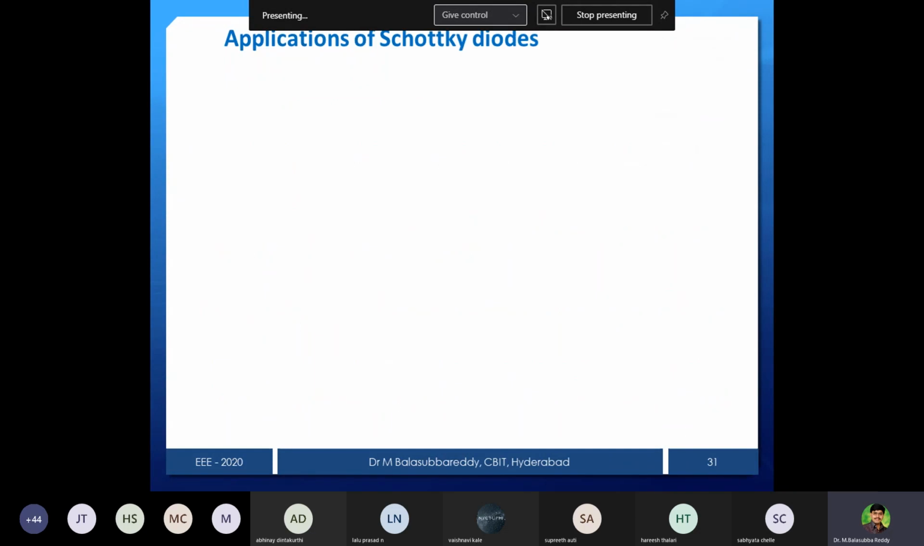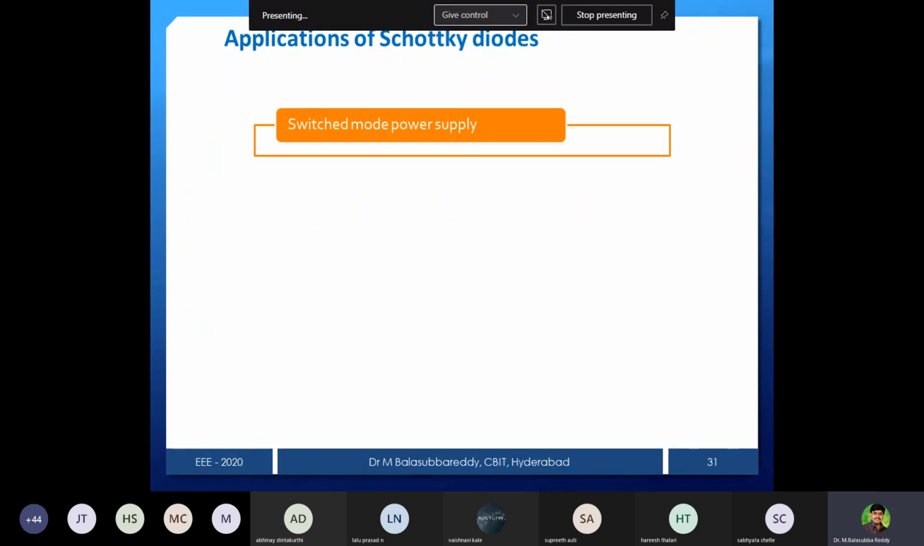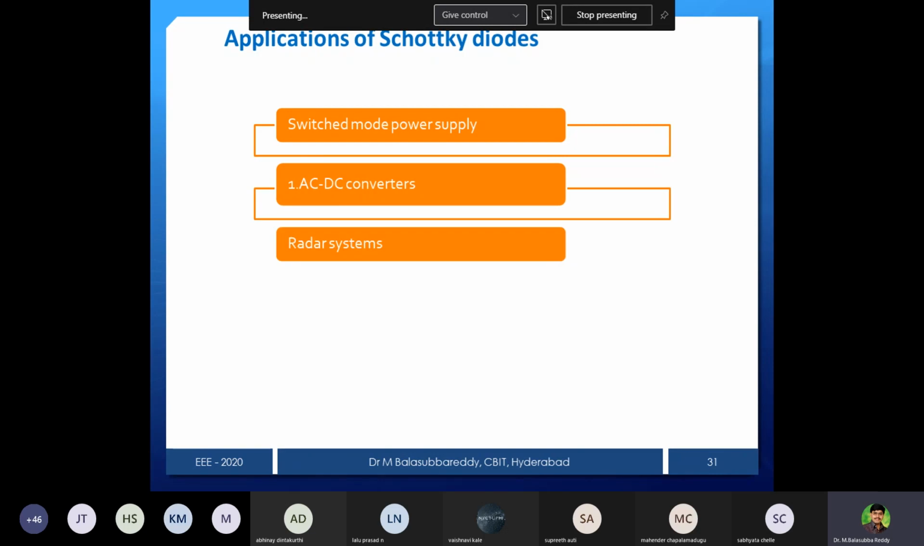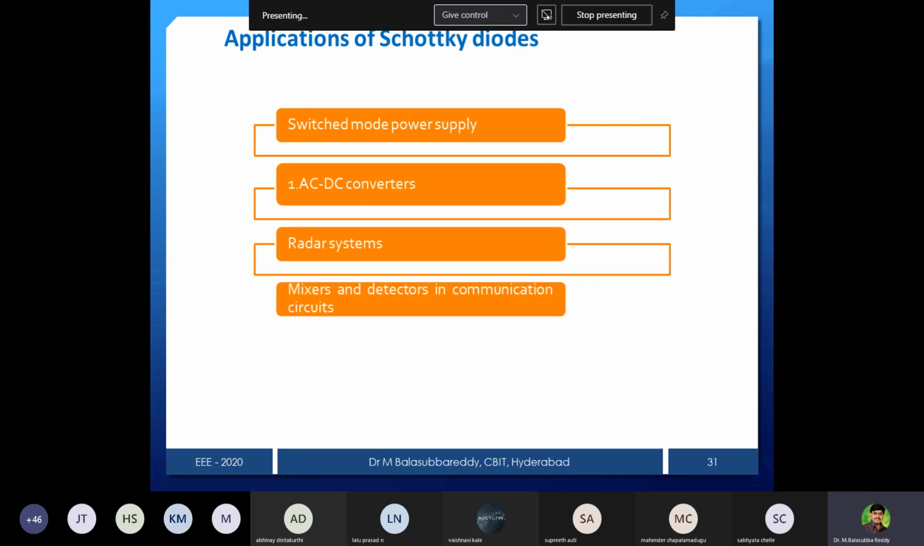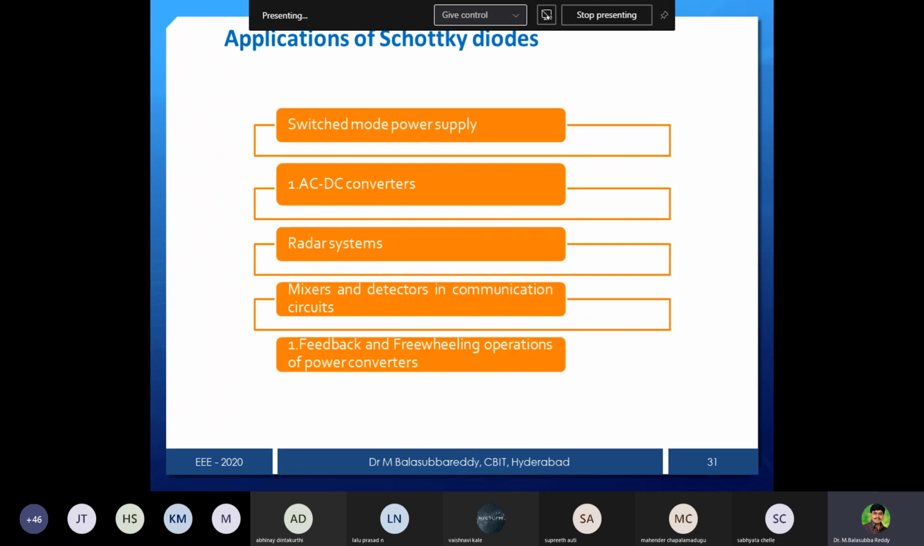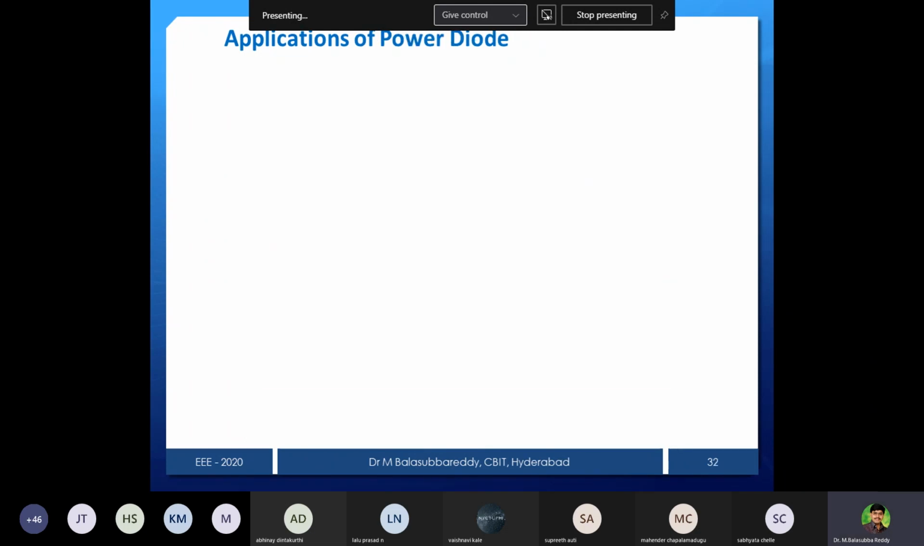Some applications of the Schottky diode are switched mode power supplies, AC to DC converters, radar systems, mixers, and detectors in communication circuits, and also feedback and freewheeling operations of power converters. So these are some of the applications of Schottky diodes.